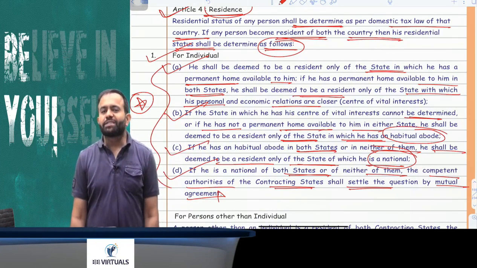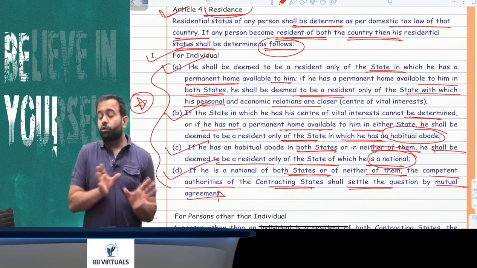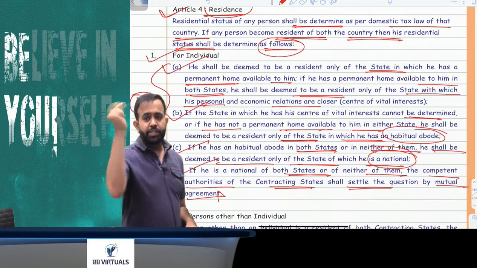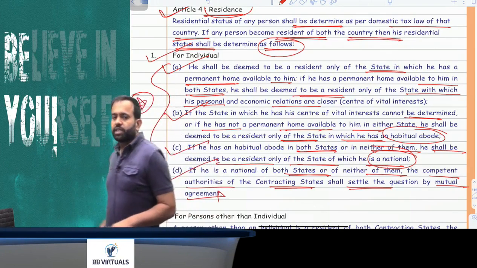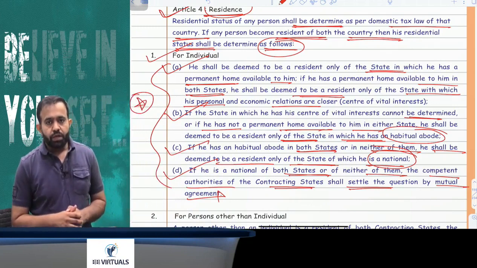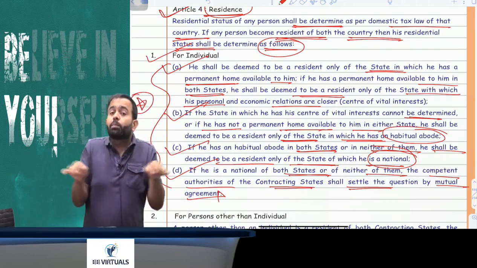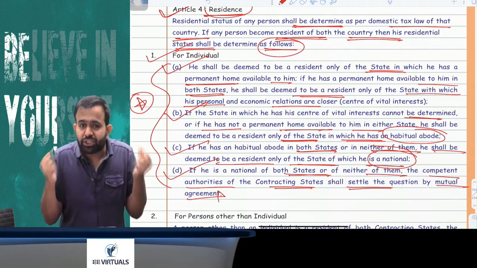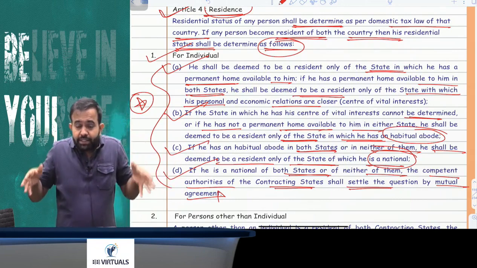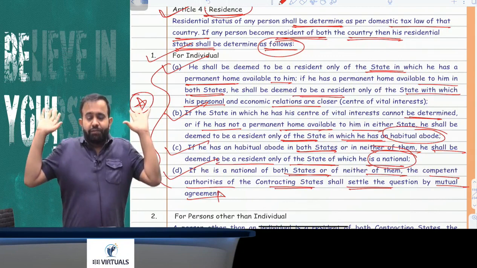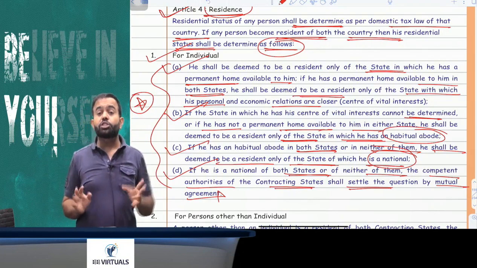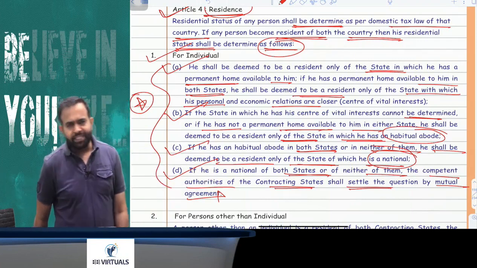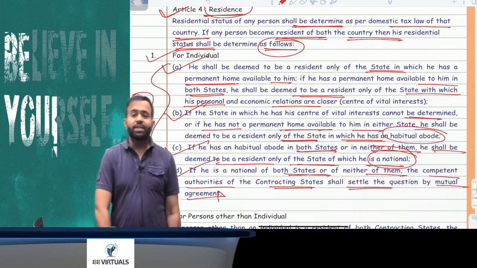So they are saying how to determine the residential status in the dual residency case. For an individual, just remember the first part: he will be treated as a resident of the country where he is having the permanent home. Now guys, if he is having a permanent home in both places, then we will check in which country his personal and economic relationships are closer. Suppose we are not able to determine his economic and personal relationship, or he is not having a home at all in both the countries. In that case, he will be treated as a resident of the country where he habitually abides.